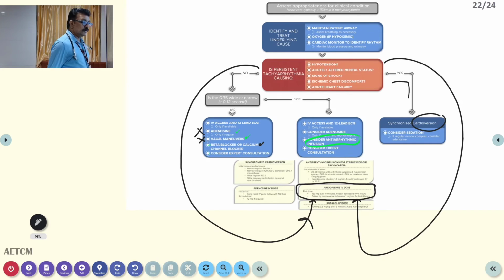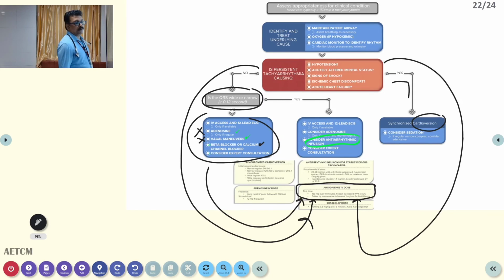But according to the ACLS protocol, this is not correct. The protocol in ACLS is something like this. If it is narrow complex tachycardia, you have to try all these things. If all that fails, then you go for amiodarone. Unnecessarily, we should not go for amiodarone. But if you don't know anything, you start amiodarone, the patient improves, and side effects are very few.